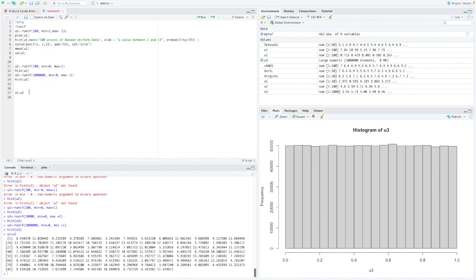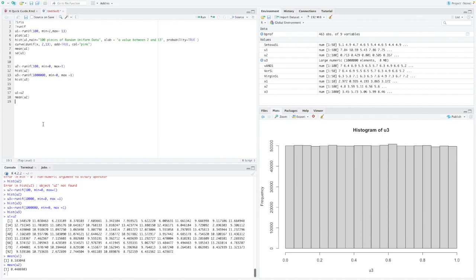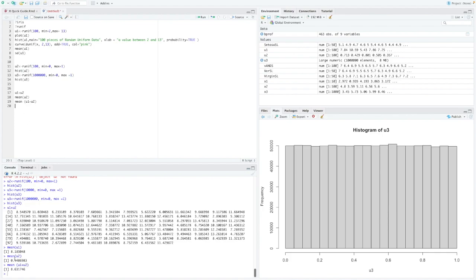So here's U1 plus U2. Note the mean of U1 was 8 and the mean of U2 was like a half. So any guesses on what the mean of U1 plus U2 will be? Any thoughts? Yeah, it's just gonna be them both added together. I could also divide, so I could take U1 divided by U2.